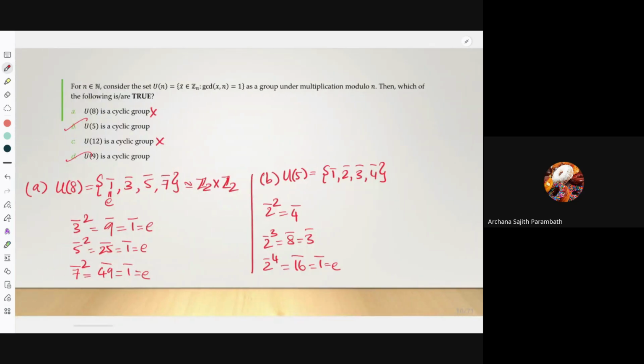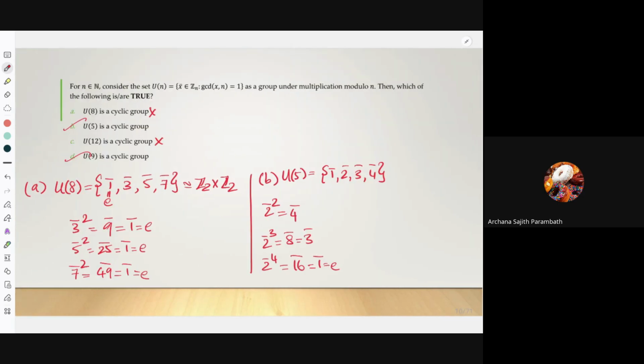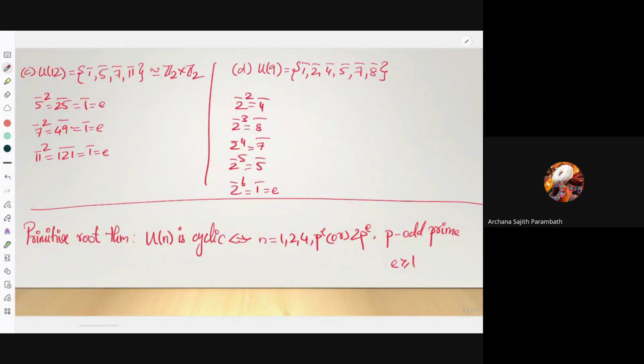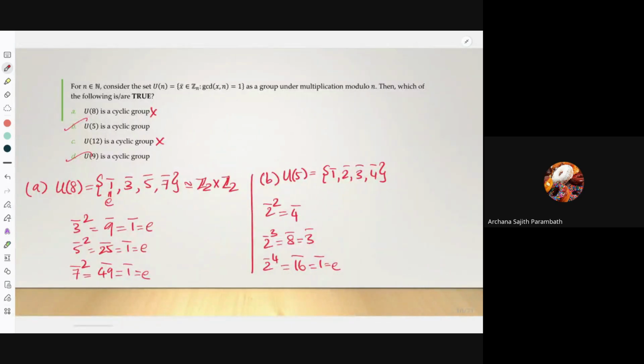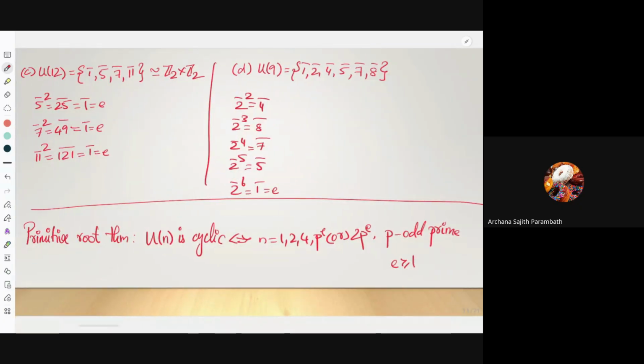So now going back to our question, U8 is definitely not cyclic by our theorem. 5 is an odd prime, so U5 is cyclic. U12 is 2 times 6. It's not of the form p power e or 2 times p power e because it's 2 times 6 and 6 is not a prime power. So 12 is not cyclic and 9 is cyclic because 9 is 3 square, so U of 9 is cyclic. So I hope this is a nice small theorem which could help you.